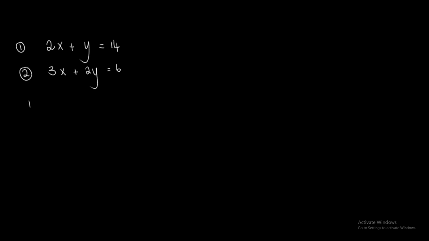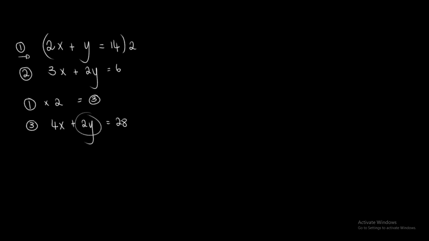Well, I'm going to take my first equation and multiply it by 2, and that's going to give me a new third equation. So let's multiply this entire equation by 2. If I do that, I get 4x plus 2y is equal to 28. So now I found equation 3.